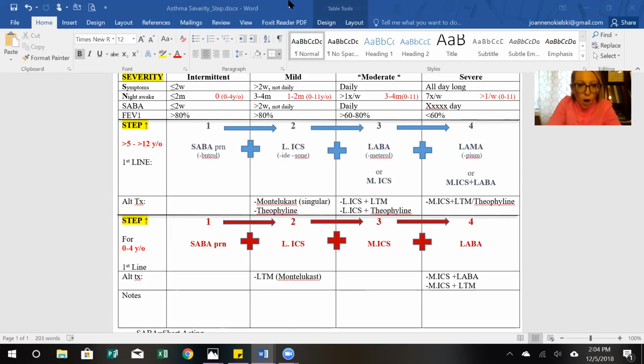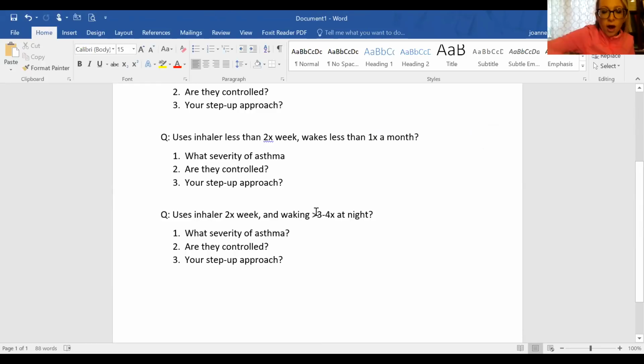Okay. These are the questions that you might see more often. Let's say your adult patient uses an inhaler less than 2 times a week and wakes less than 1 time a month, okay? And we want to know the severity of their asthma. So let's go look at this chart that you have written down next to you on your exam, because at this point you memorized it, right? And this adult patient says to you they are using their inhaler, and when I say inhaler, that means the rescue, the SABA, right? Less than 2 times a week.